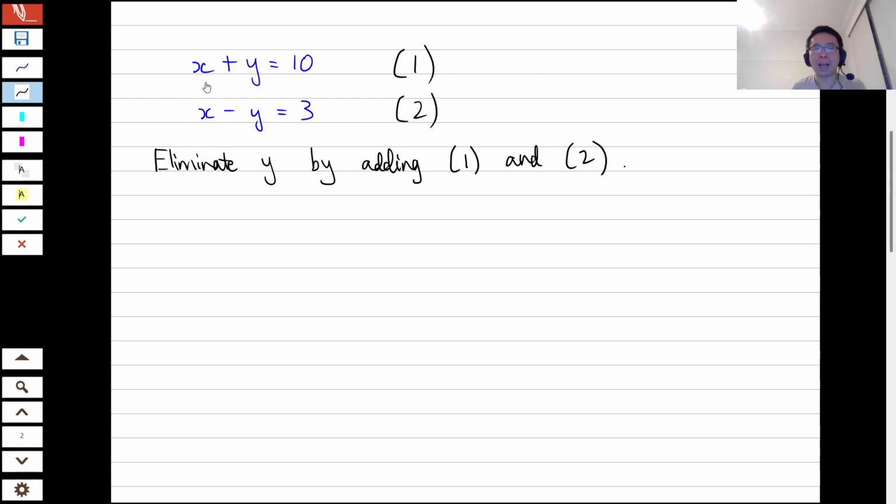So what's going to happen is x plus x is going to give me 2x. y plus negative y is going to give me 0. And 10 plus 3 is going to give me 13. Which means x equals 13 over 2, or 6.5.